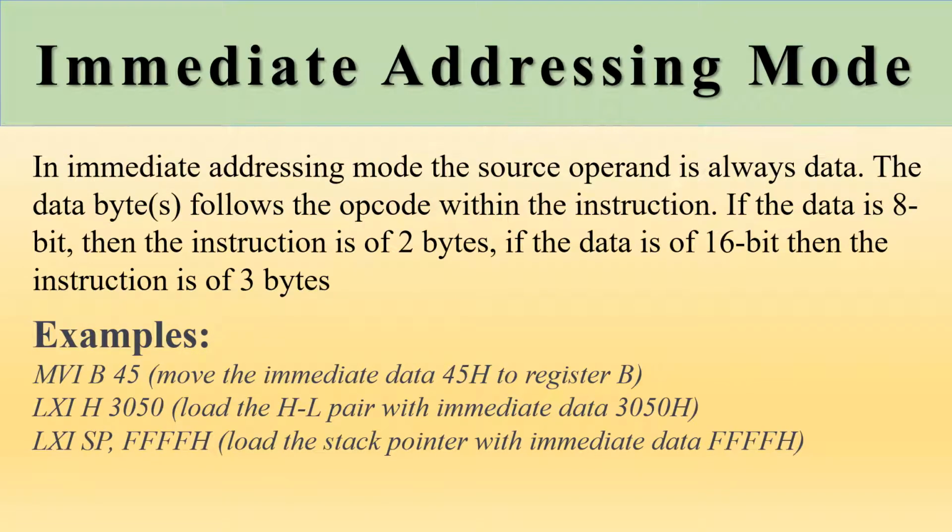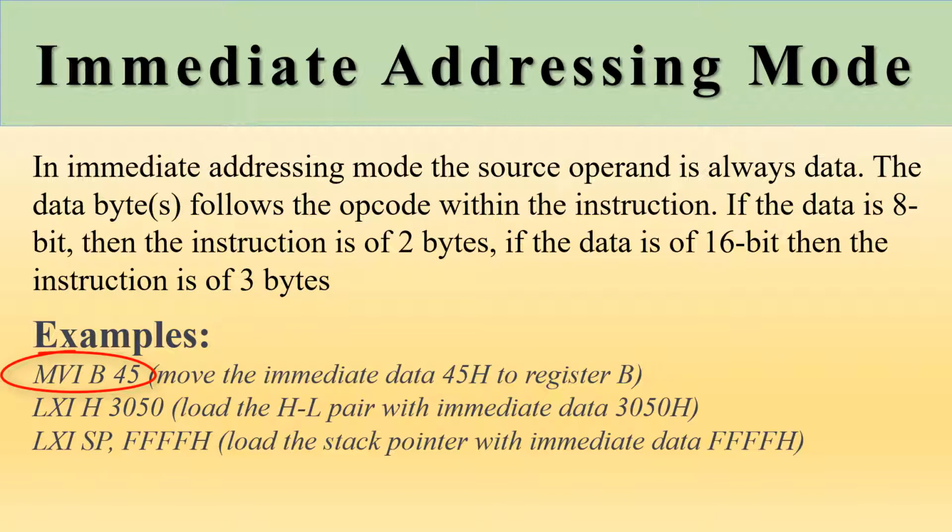So first we talk about the immediate addressing mode. In immediate addressing mode, the source operand is always data. The data bytes follow the opcode within the instruction. So whatever data we want to write, it follows. So source data follows in the instruction, and therefore it is called the immediate addressing mode. So if data is 8-bit, then the instruction will be of 2 bytes. If the data is 16-bit, then the instruction will be of 3 bytes.